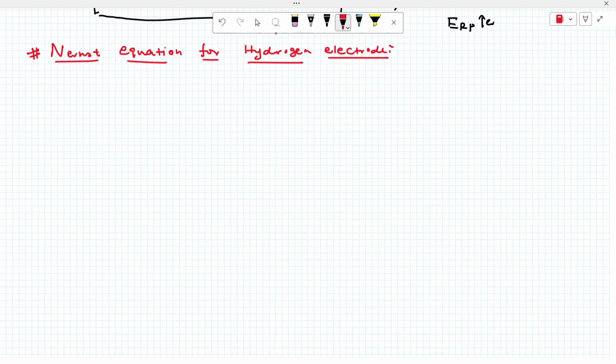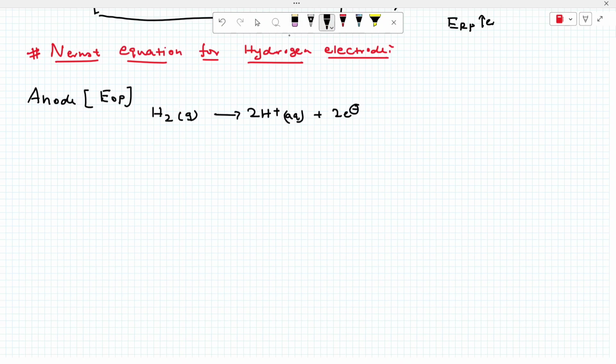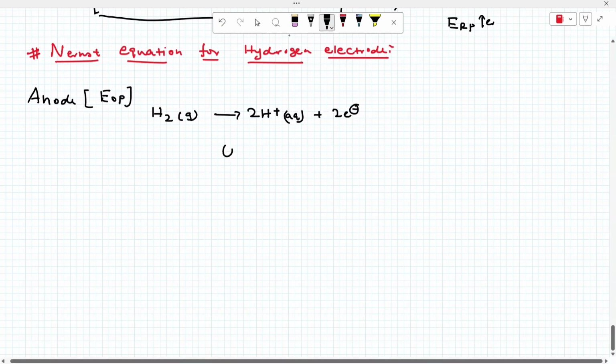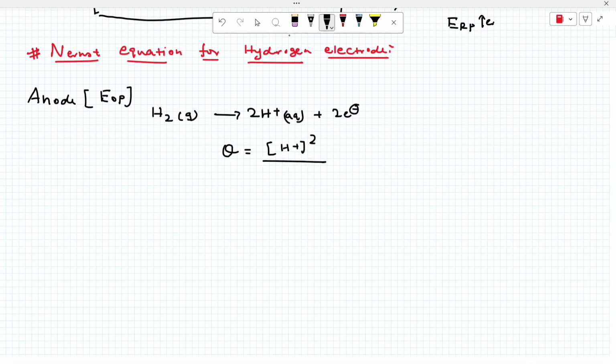First we discuss the anode. In the anode, which reaction takes place? Oxidation. Therefore, we can find the electrode potential, the oxidation potential. Now, what is the formula for this one? H2 gas releases 2H+ plus 2 electrons, 2 moles of electrons. Now, what is the Q value for this? Q value is equal to [H+] whole squared by the pressure of the gas, right?